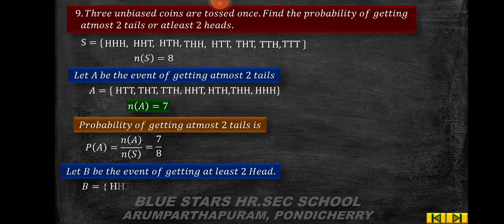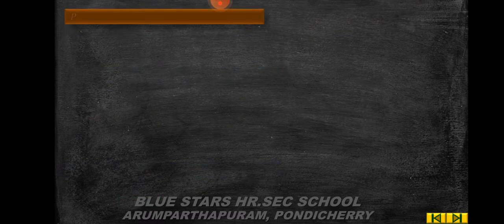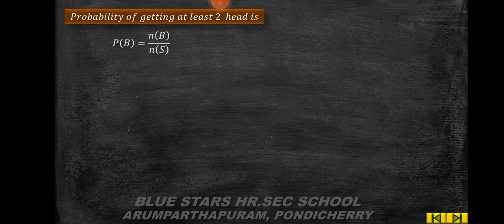Let B be the event of getting at least 2 heads. So B is equal to HHT, HTH, THH and triple H. So n of B is equal to 4. Probability of getting at least 2 heads, P of B, is equal to n of B by n of S, which is equal to 4 by 8.